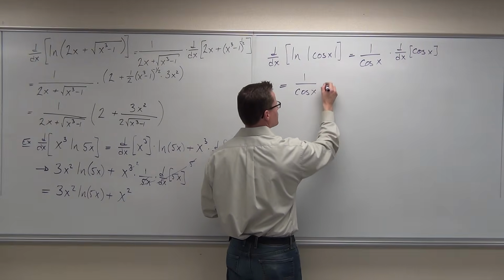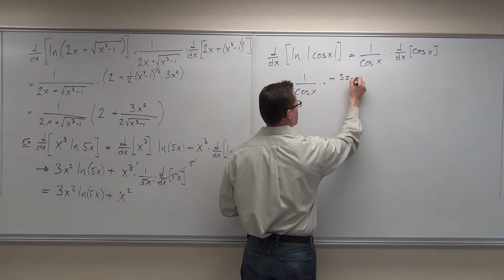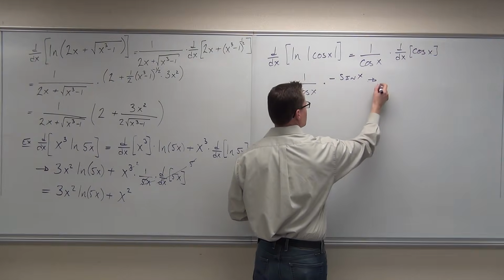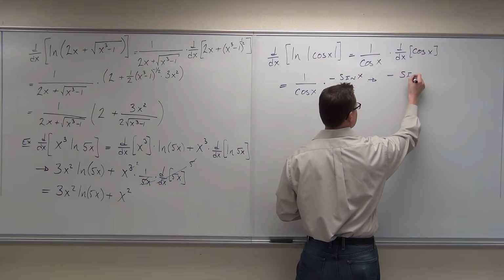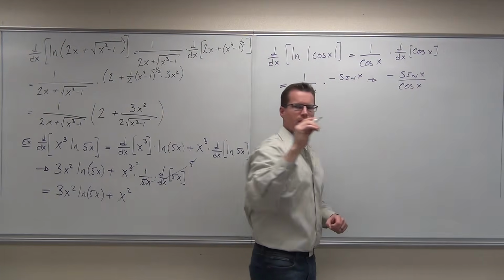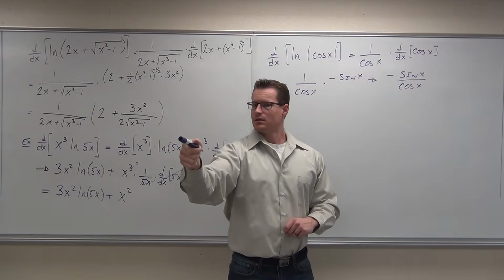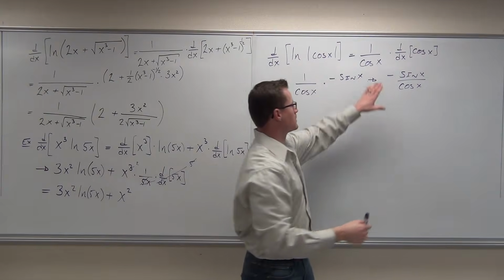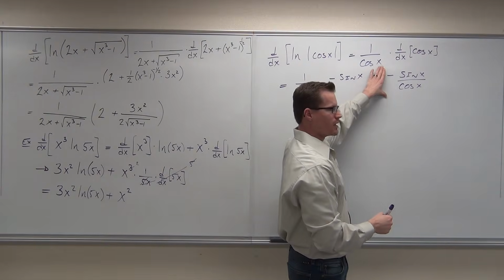1 over cosine x times negative sine x. Let's put that together. We got negative sine x over cosine x. Say it again. Negative tangent of x. Perfect. That's tangent, so this is negative tan x.